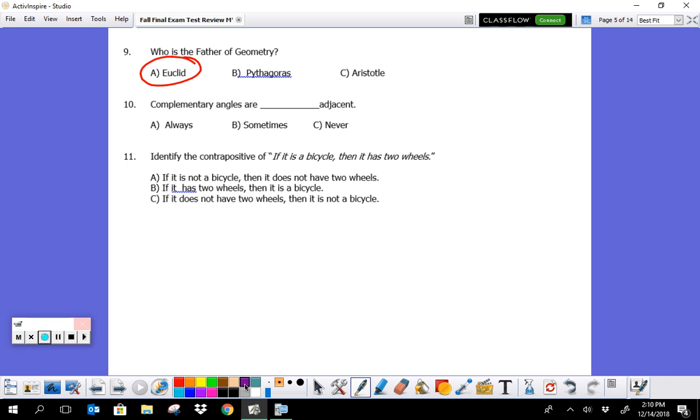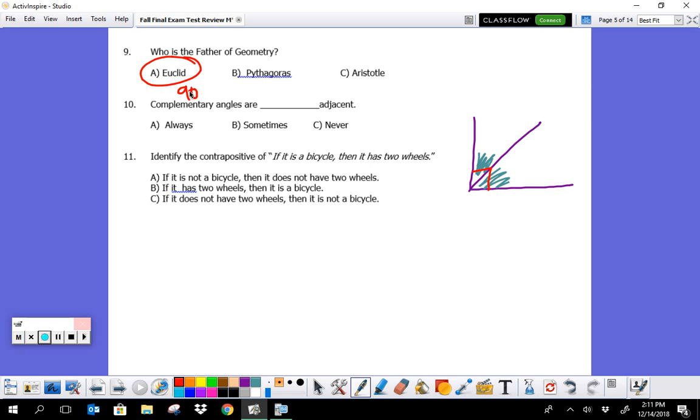10, complementary angles are blank adjacent. Okay, so adjacent, that means two angles back to back. So if you look here, this angle and this angle would be considered to be adjacent. Okay, so complementary angles are adjacent. So these could be complementary. Okay, remember complementary adds up to 90. Okay, well those could add up to 90.